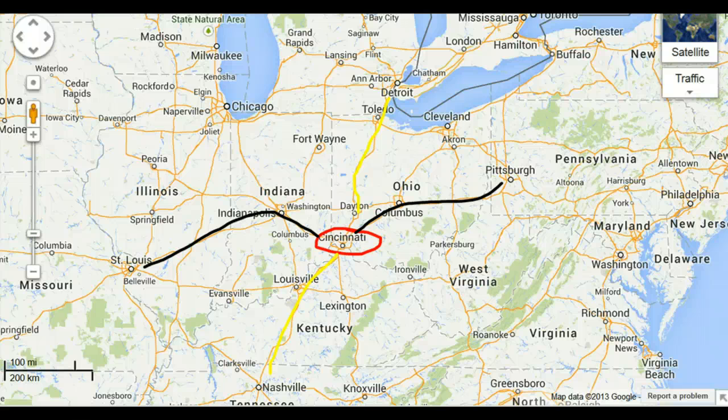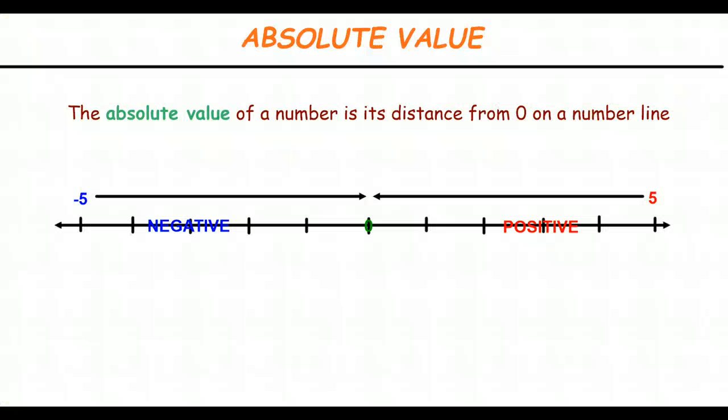And finally, we can observe that perhaps Chicago and Knoxville are the same distance away from Cincinnati, or about the same. Chicago is up to the northwest of Cincinnati, and Knoxville is almost due south. So with that in mind, I want to go back to numbers with absolute value and talk about what it means for them to be the same distance from zero.